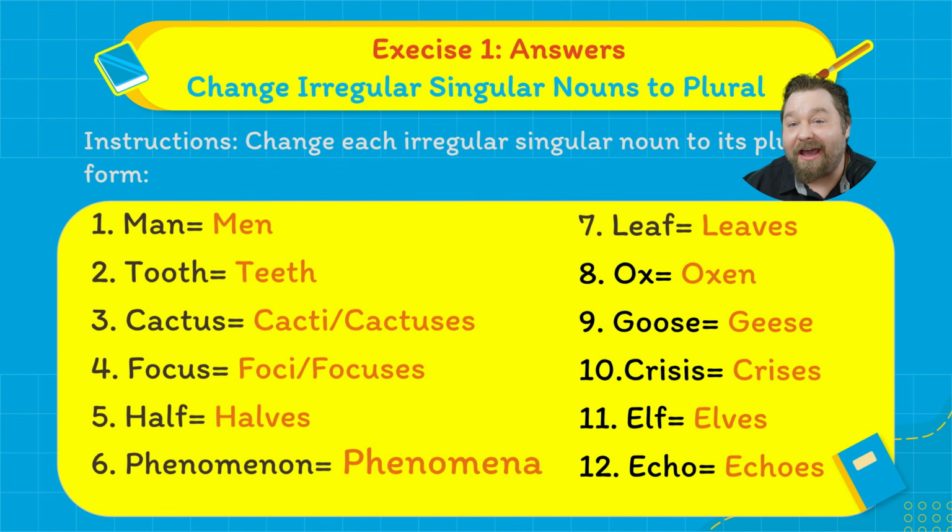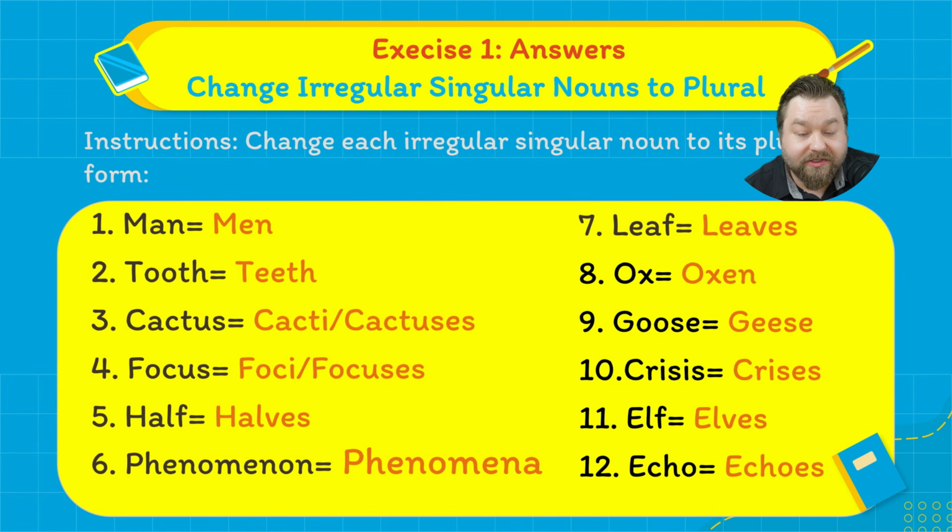Number 5, half. Change that F to a V, and it becomes halves. Number 6, phenomenon. Ooh, big word. Phenomenon. Wow. Becomes phenomena. That means there's lots of them. Okay. I don't remember how to do the Chinese number 7. 7, leaf. Change that F to a V and add ES. Leaves. Ox. Another weird one. Oxen.